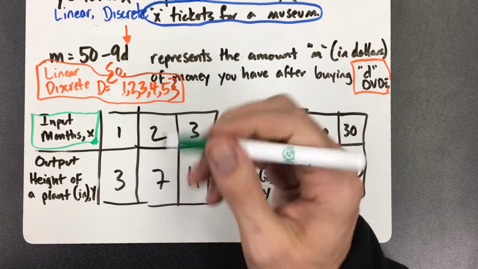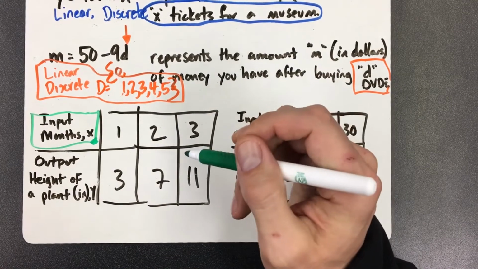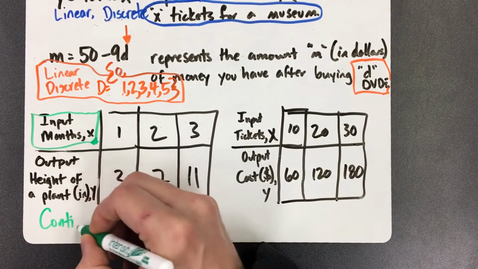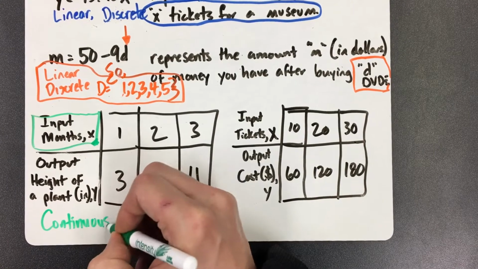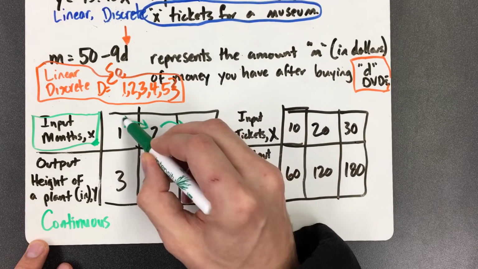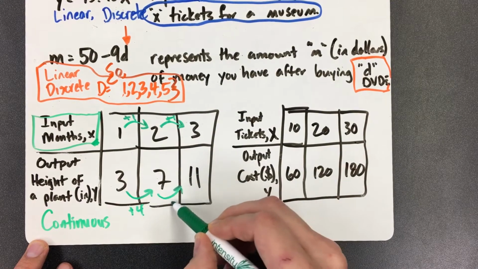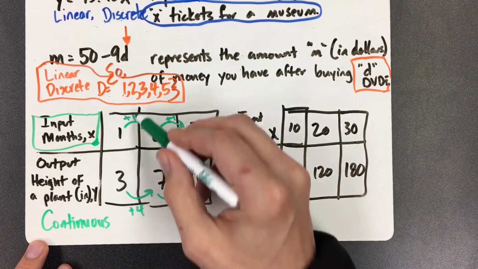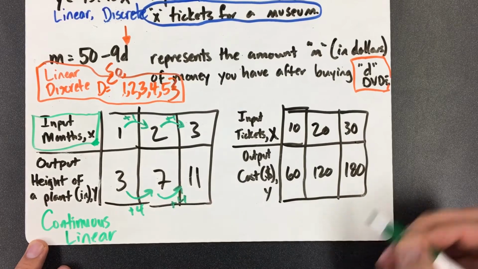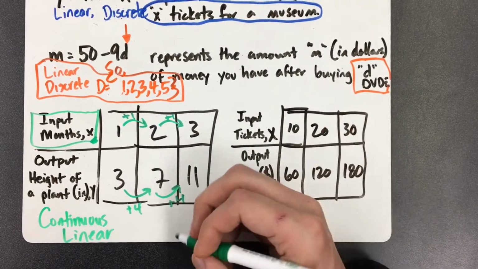Is it possible to have a half of a month or a third of a month or an eighth of a month or 0.5 of a month? Yeah, we could do that, right? So this is continuous. I forgot to say if this is linear or not. It looks like it is, right? This is following the same pattern, right? +1, here, +4, +4. So it grows 4 inches every 1 month. So this is linear. This is linear, it is continuous, and the domain would be however many months.